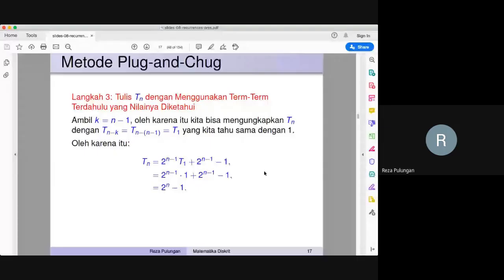Yeah, let me return again to our slide. That's it. Without basically guessing, we have just found our solution. And this is the solution of the recurrence: Tn is equal to 2 to the power of n minus 1. And that's it.